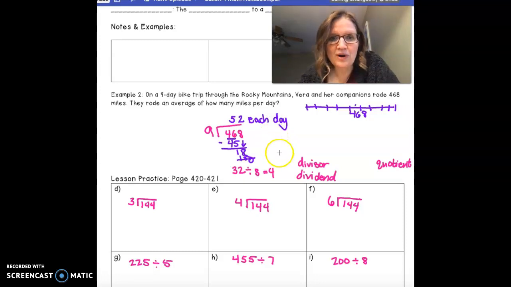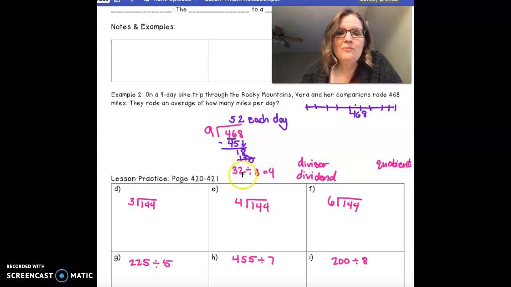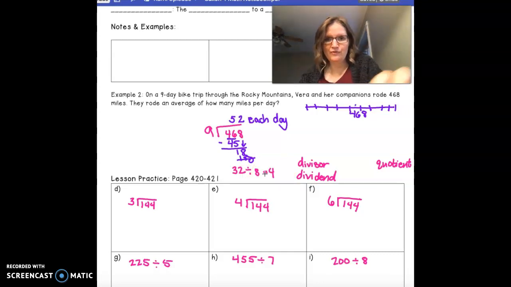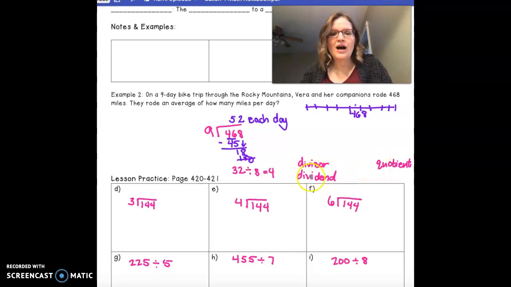Now let's dive into the practice set. The first one that they have is, I want you to write it down because we didn't put a box for it, but it's 32 divided by 8 equals 4. I want you to pause and fill out what the divisor is, what the dividend is, what the quotient is. I also want you to, after you get that done, complete D through I, pause it, then come back, and we will do this together. Don't let Mrs. Dodd do all the work. You do it, okay?